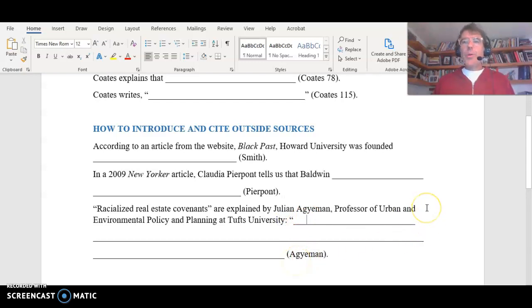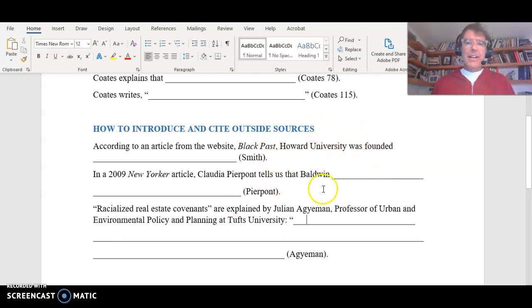So, your question right now is, why don't you have the page number in there? When there is a page number, you always give it. But these are articles from the internet. They're from websites. Websites don't have page numbers. So when there is no page number, you don't have to put it in there. So that's why these citations just have the author's last name and no page number, because there is no page number on a website. Okay?